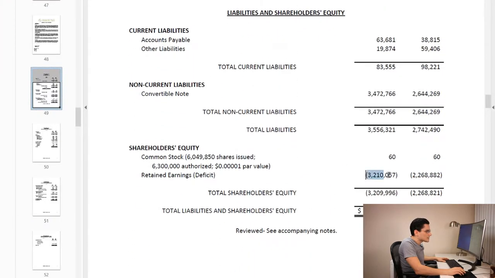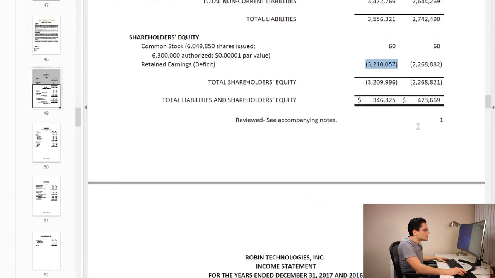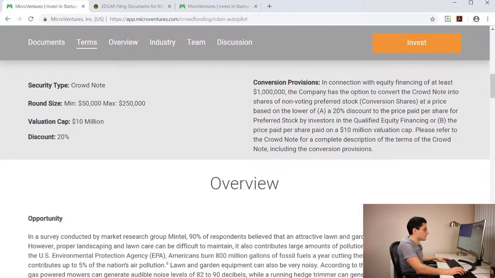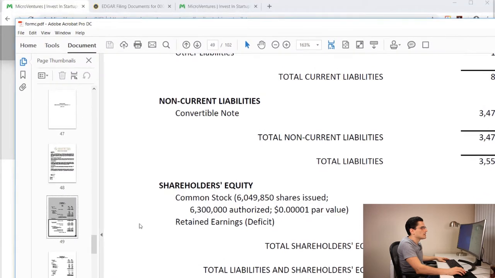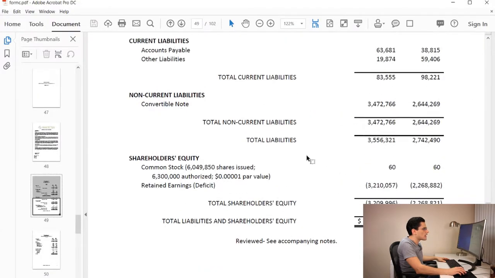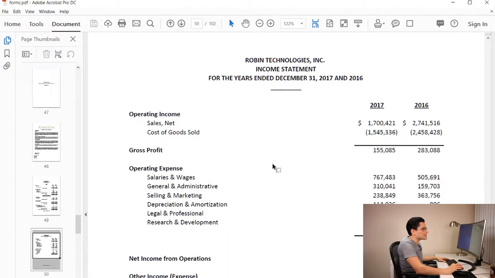Now, what this number here means, being that it's negative, is that they've lost $3.2 million since this company was founded. It doesn't tell us what the founding date was. I think it says on the website. Let's see here. Okay, founded in 2015. Robin Autopilot aims to solve problems inherent in lawn care business. All right, so since 2015, they've managed to lose $3.2 million. So let's see how the income statement looks on a very basic level.